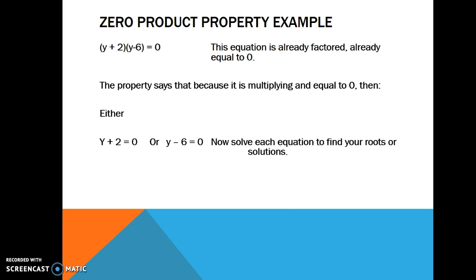Now what we're going to do is take each factor that we've set equal to 0, and solve the equation to find our roots or our solutions. Our solutions would be -2 and +6. In y + 2, we would subtract 2 from both sides, and that's how we get -2. In y - 6, we would add 6 to both sides, and that's how we get 6.